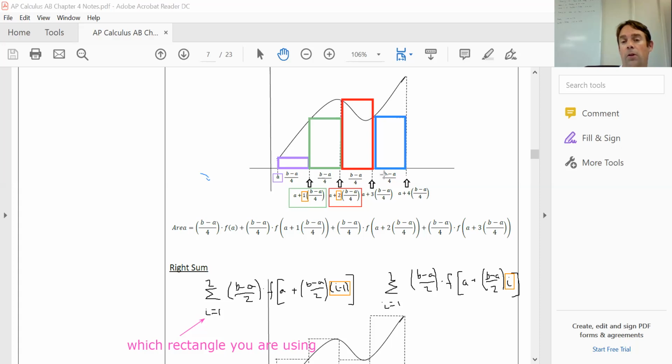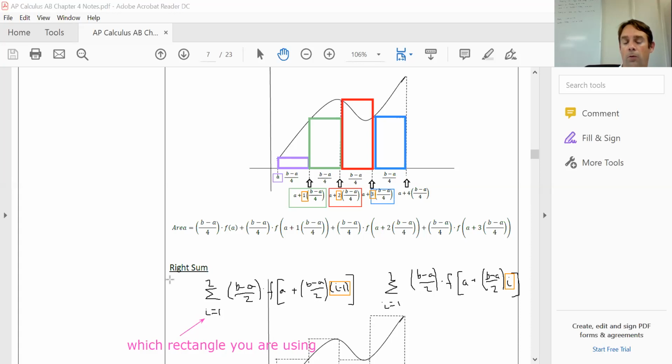Remember, it's always the third rectangle went over 2 partitions, or number of widths. So the purple, the first rectangle, went over 0 widths. The second rectangle, the green one, went over 1 width. The third rectangle only went over 2 widths. And the fourth rectangle went over 3 widths. So however many widths we have, we only went over 1 less than that.